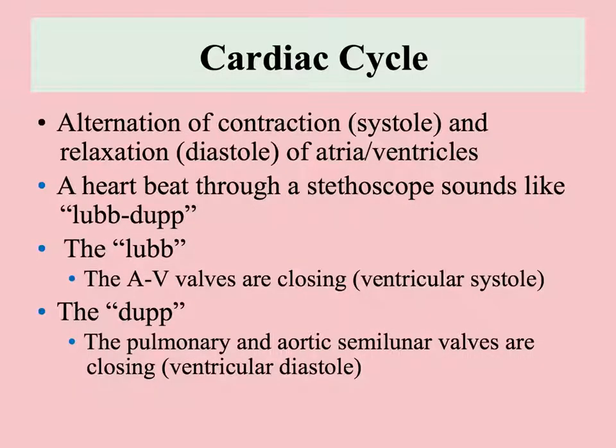So in the beating of the heart, we call it the cardiac cycle because it's repeating over and over again. And you see an alternation of contraction and relaxation. Contraction is called systole, and then relaxation is called diastole. You might have known those words already from blood pressure. Systolic and diastolic are the two numbers in your blood pressure.